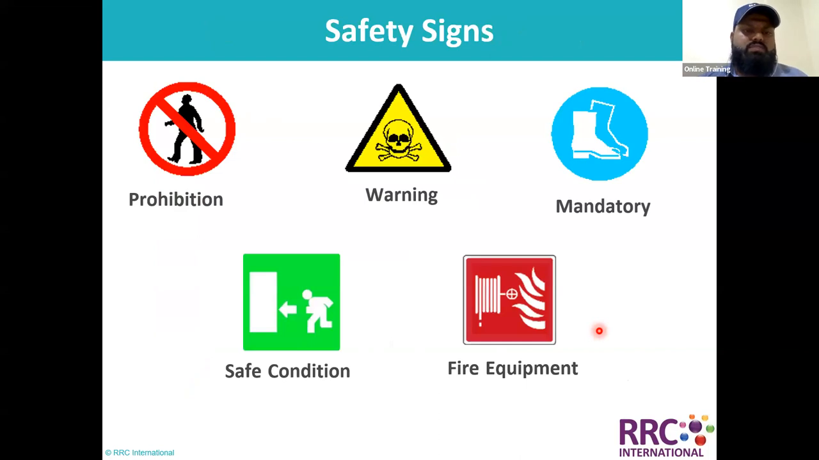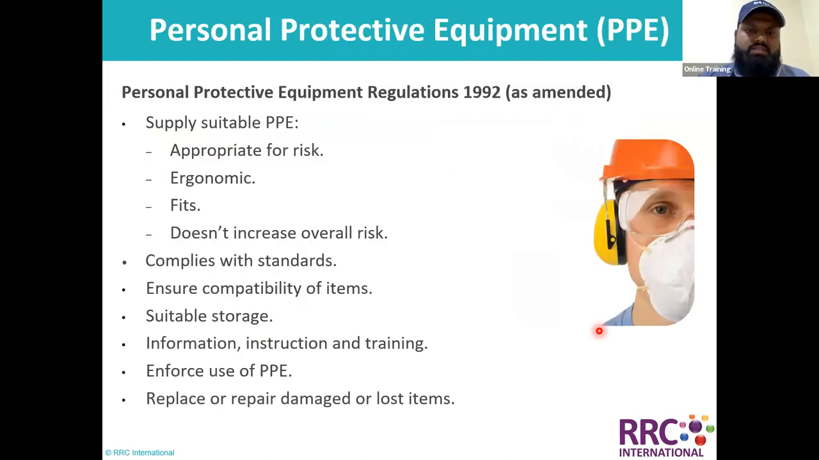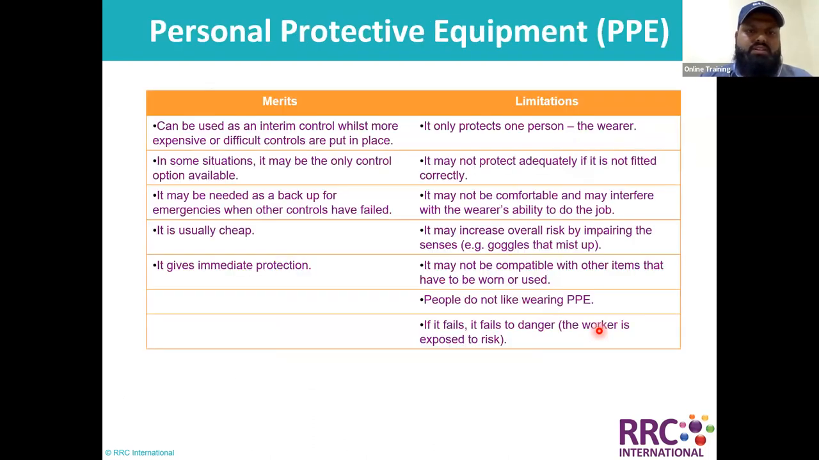And this is what we discussed. And then we discussed some safety signs, where we discussed what prohibition signs look like, and how warning, mandatory, safe condition, and fire equipment signs are different from each other, how they look, how we will be identifying and segregating among these signs. We discussed the PPE, their merits and demerits.